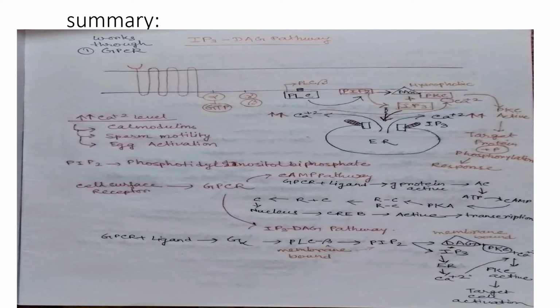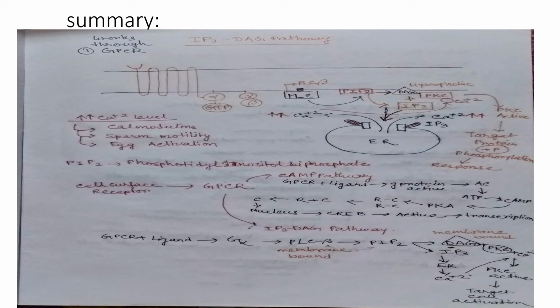These calcium ions then enter into several processes including calmodulin, sperm motility, egg activation, and they also enter into this IP3 DAG pathway. Protein kinase C is already bound with the diacylglycerol or DAG, but not activated. When calcium ion comes and binds with this DAG-PKC unit, PKC becomes activated, and this activated PKC activates the target protein, and then phosphorylation happens, and further cell response happens.